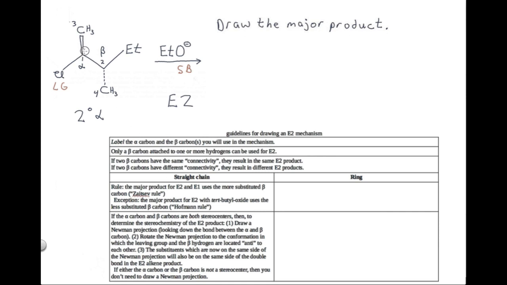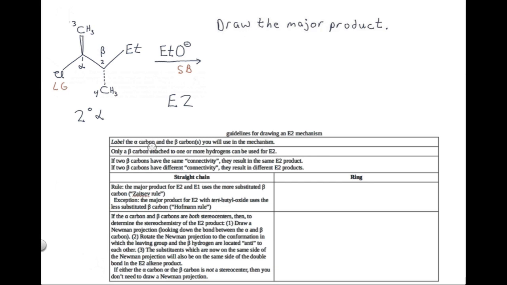Carbon 1 is attached to four different groups: the methyl, the chlorine, this complicated carbon chain, and a hidden hydrogen. And carbon 2 is also attached to four different groups: a methyl, an ethyl, a hidden hydrogen, and this complicated carbon chain. So we have to use this approach to get the correct stereochemistry for E2. We have to draw the Newman projection, looking down the bond between the alpha and the beta carbon.